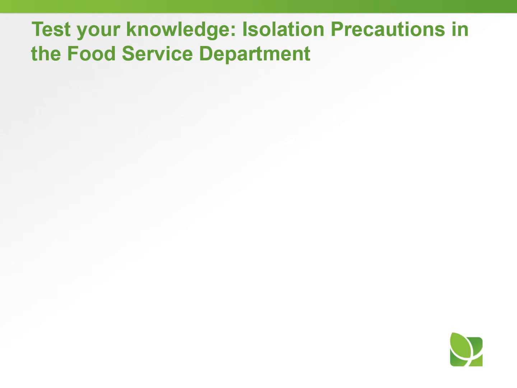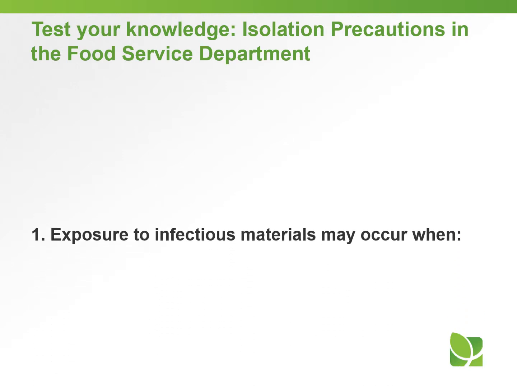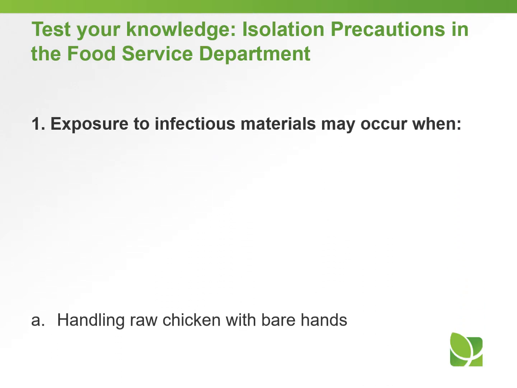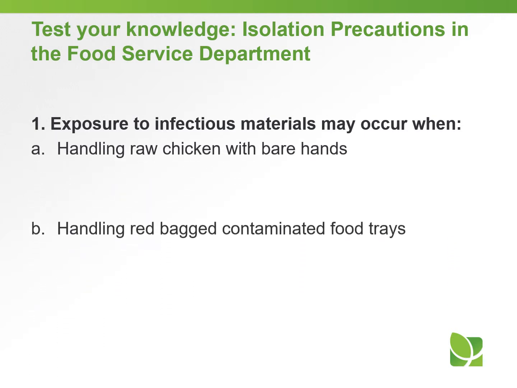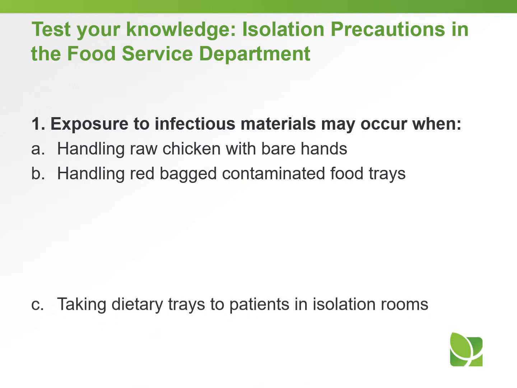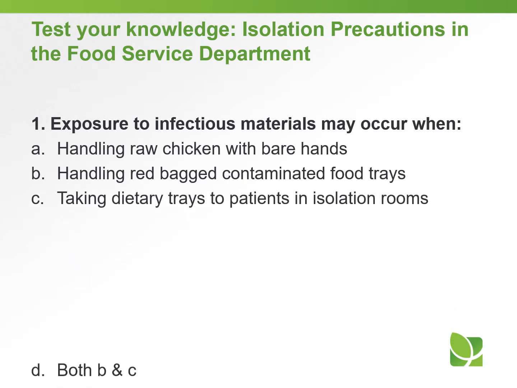Let's test your knowledge. Isolation precautions in the food service department. Question number 1. Exposure to infectious materials may occur when: A, handling raw chicken with bare hands; B, handling red badge contaminated food trays; C, taking dietary trays to patients in isolation rooms; or D, both B and C.